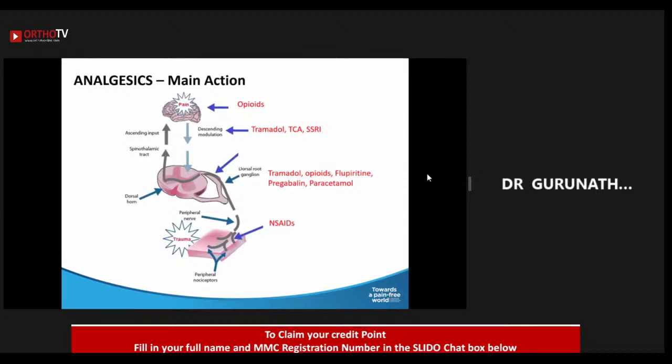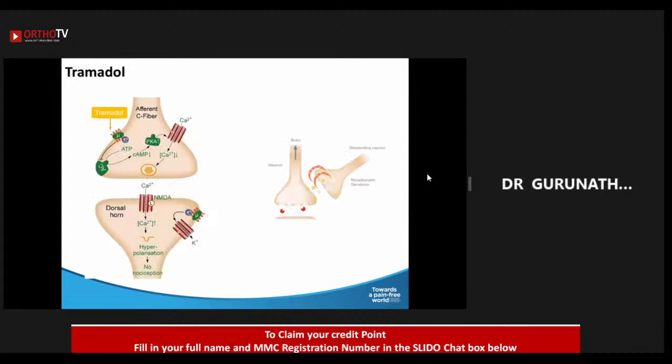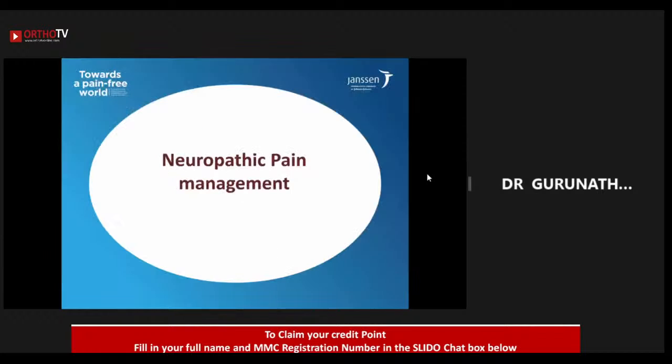This is the main analgesic pathway, how it works on the CNS. Tramadol has a typical opioid dual and central acting mechanism of action. Unlike other opioids, tramadol also inhibits reuptake of serotonin and norepinephrine in the spinal cord. This is the action of tramadol. Various modes of action are there. If we use it individually, tramadol is a centrally acting opioid. If we use it along with paracetamol, it inhibits cyclooxygenase in the CNS. So if we use both, it has synergistic analgesia.